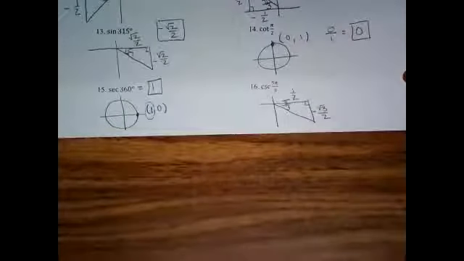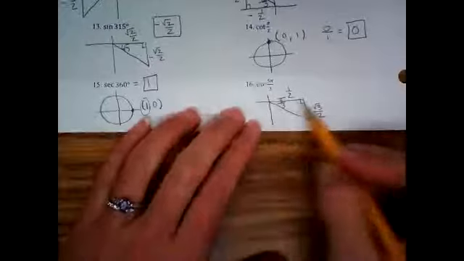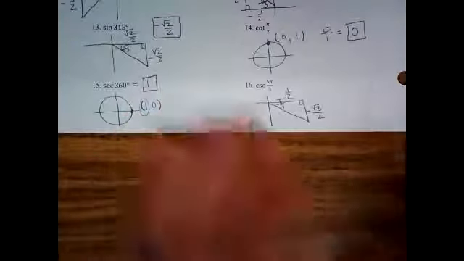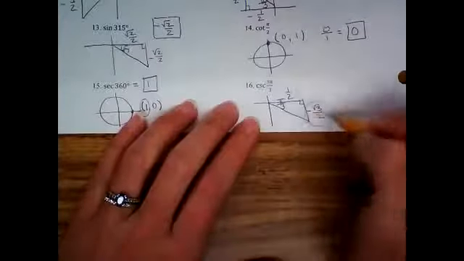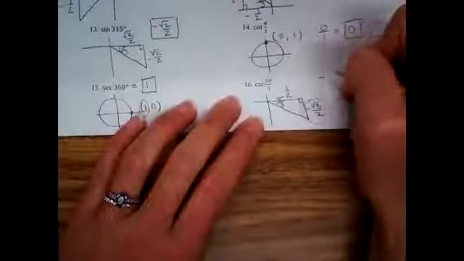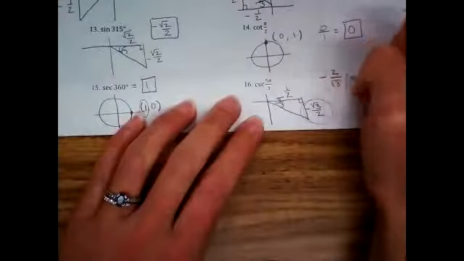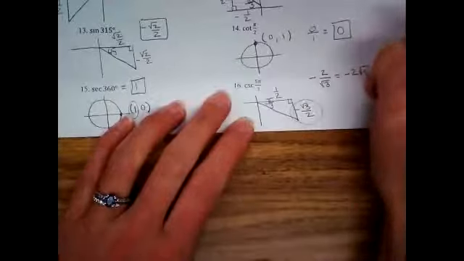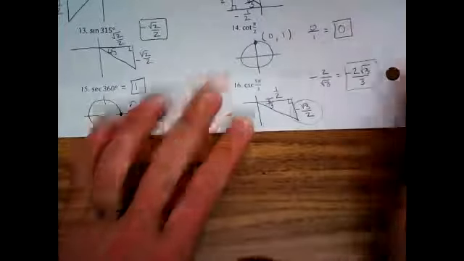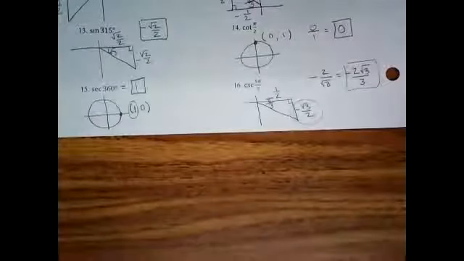That's your work. Cosecant means we flip which one of these? The y value. Good, we're going to flip this. So it is negative 2 over square root of 3, and then we're going to rationalize that. So negative 2 square root of 3 over 3.